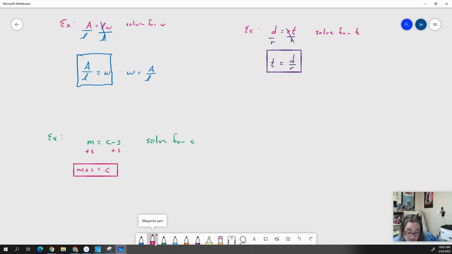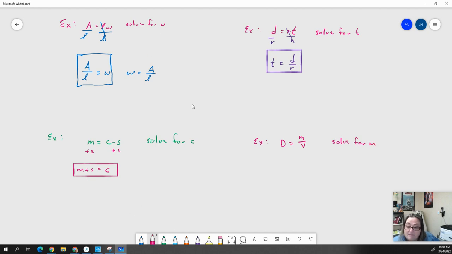Let's look at another one. Let's go with, how about, I don't even know what this formula is, 'cause it's a capital D, so it's not distance. Oh, you know what it is? It's density equals mass over volume. We've got D equals M over V, and we want to solve it for M. We want M to be the only thing on this side of the equal sign.